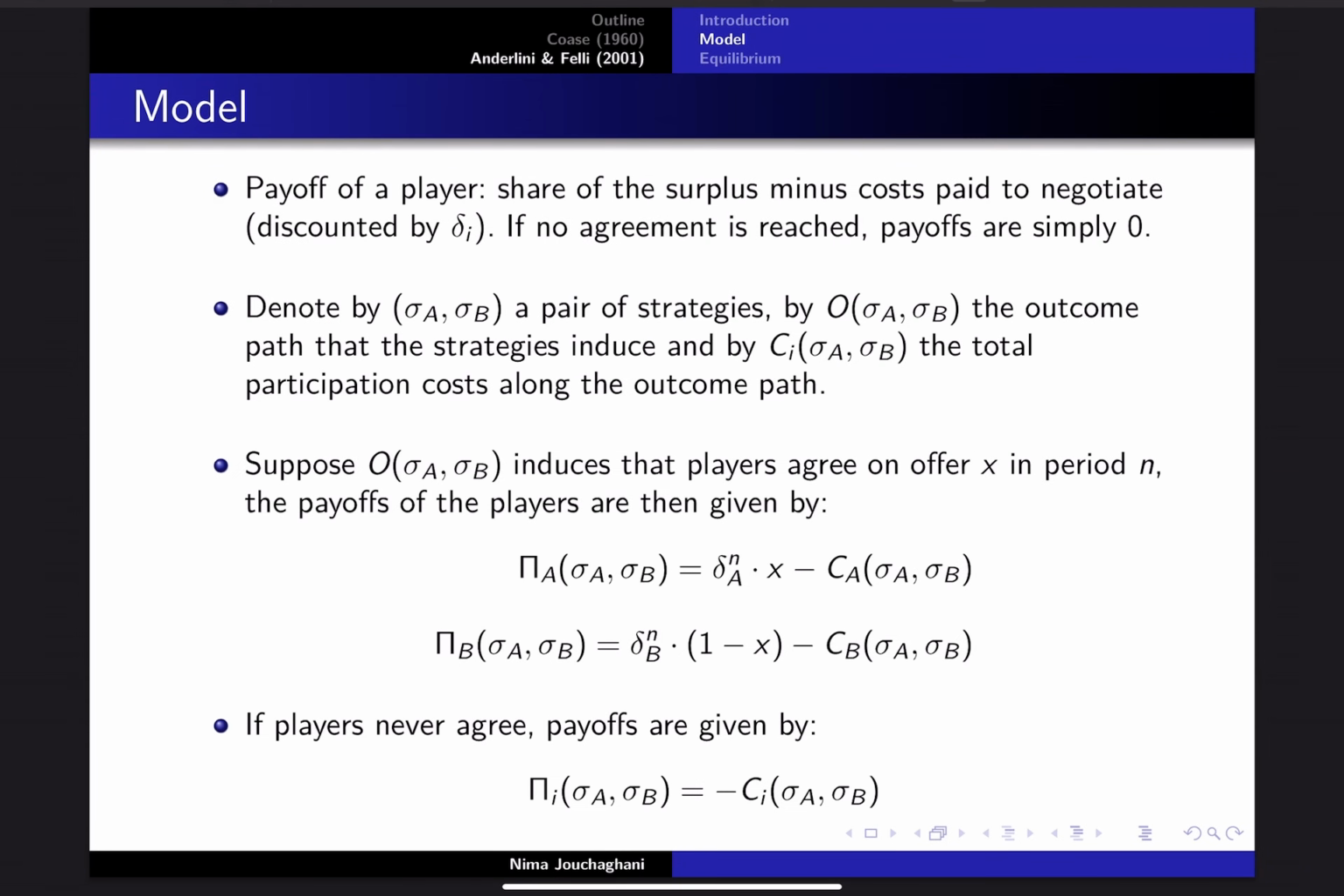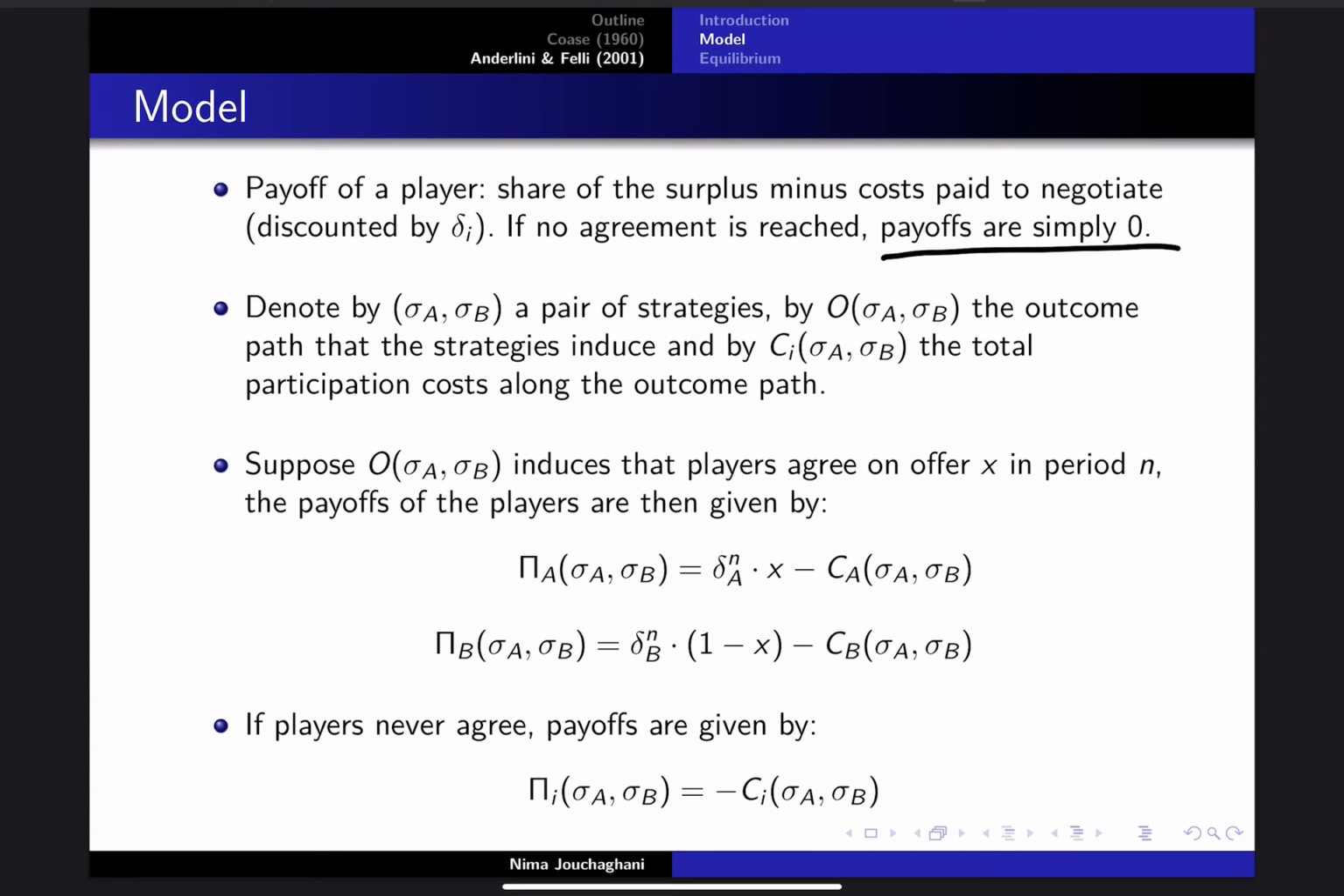So what is the payoff of a player? The payoff of a player is the share of his surplus minus the costs which he paid to negotiate, and we discount this by the discount factor. So it's not only the cost of this period, but it's the total cost of all the periods before in which we had negotiation. And if no agreement is reached, the payoffs are simply zero. Okay, so that's what they will get. They will get a payoff of zero.